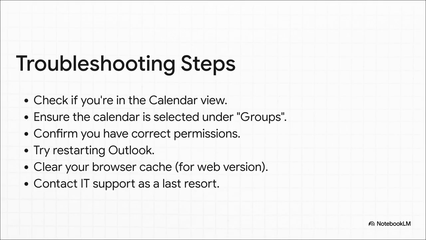Of course, you know technology is going to be technology. If your group calendar suddenly vanishes, don't panic. Just run through this quick checklist. Most of the time, it's something super simple, like the little checkbox next to the calendar got unchecked, or you just need to restart Outlook. These steps will solve the problem like 99% of the time.